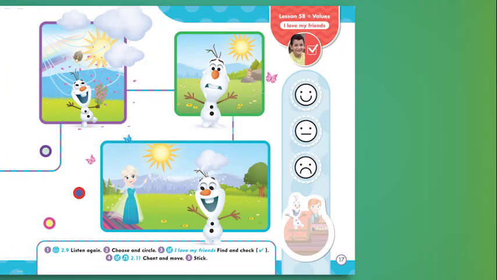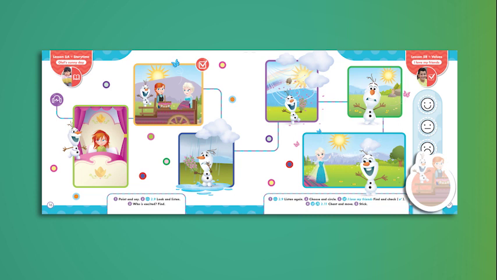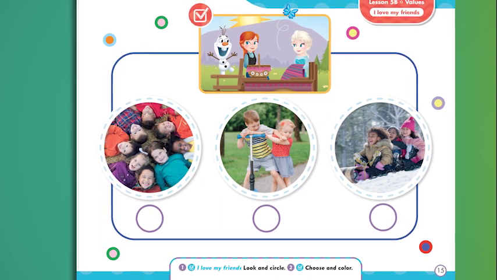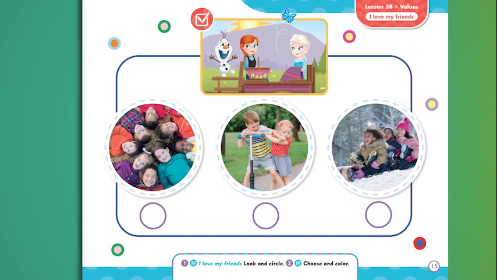Lesson 5B reviews the unit story with a focus on a real-world value. In this example, the value is, I love my friends. Students evaluate the story, developing their self-awareness. The reward sticker helps students stay on task and motivates them to complete all the activities in the lesson. In the corresponding workbook page, students remember the value taught in the story and practice their fine motor skills.